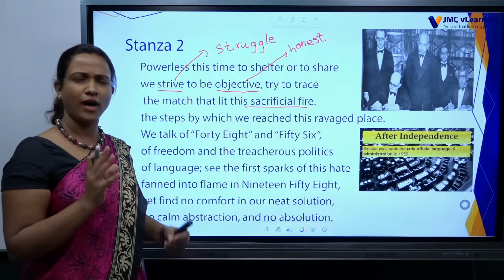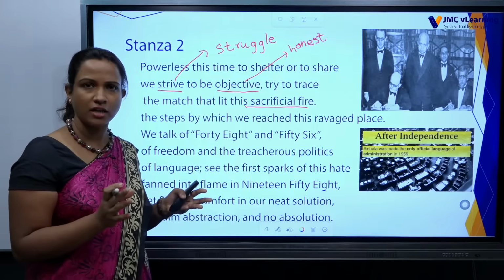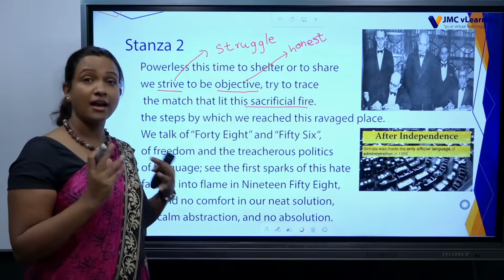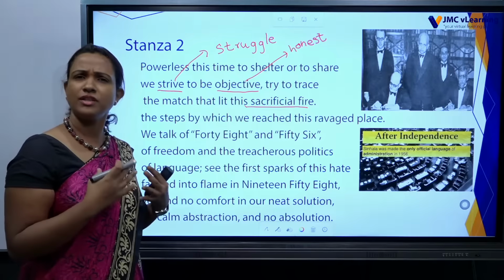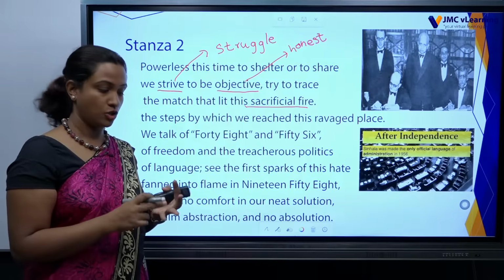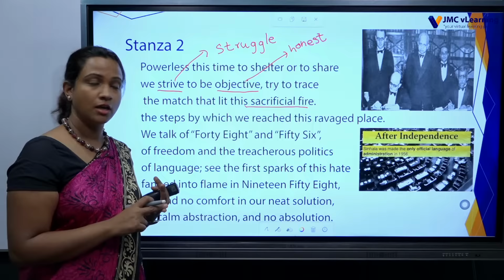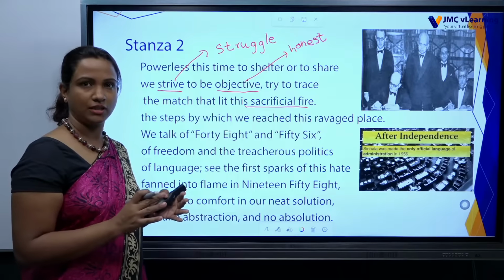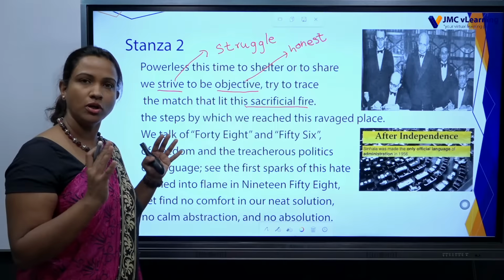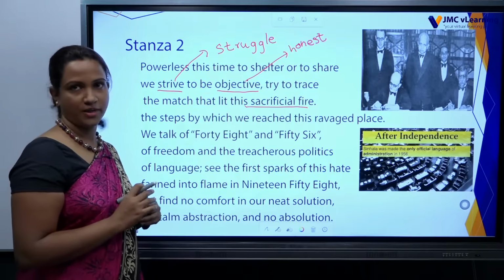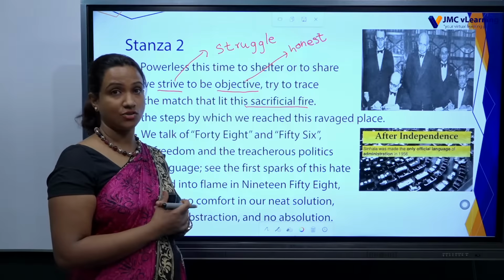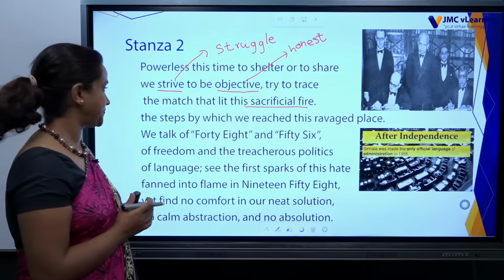Sacrificial fire. The fire is not just a fire or a burn, it's a sacrificial fire. That means everything you have has to be sacrificed: your property, your loved ones, your books, and everything you have. You have to dedicate it to this fire. That's why the poetess has written sacrificial fire.